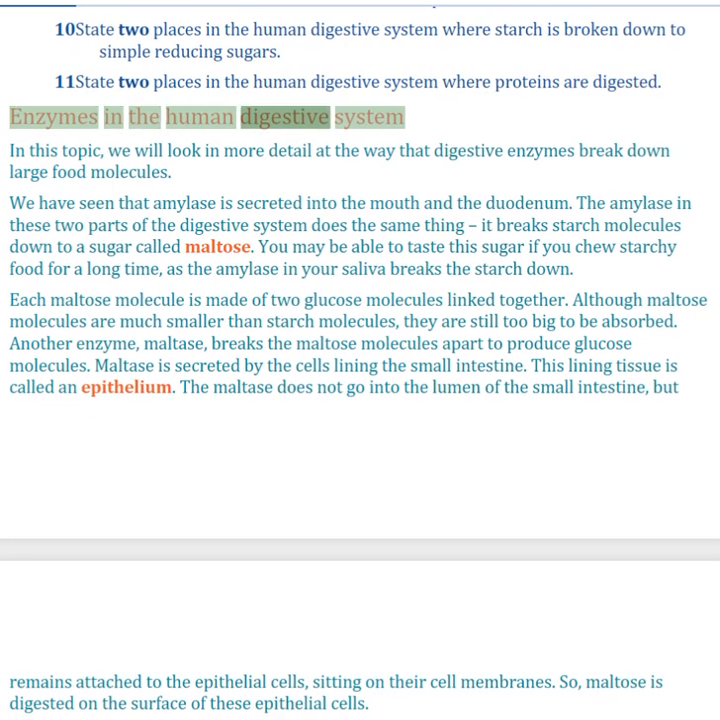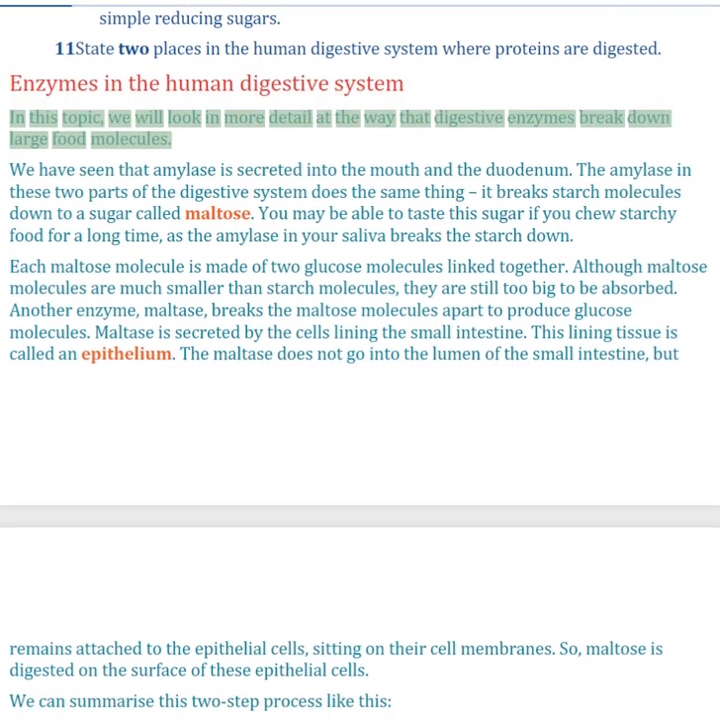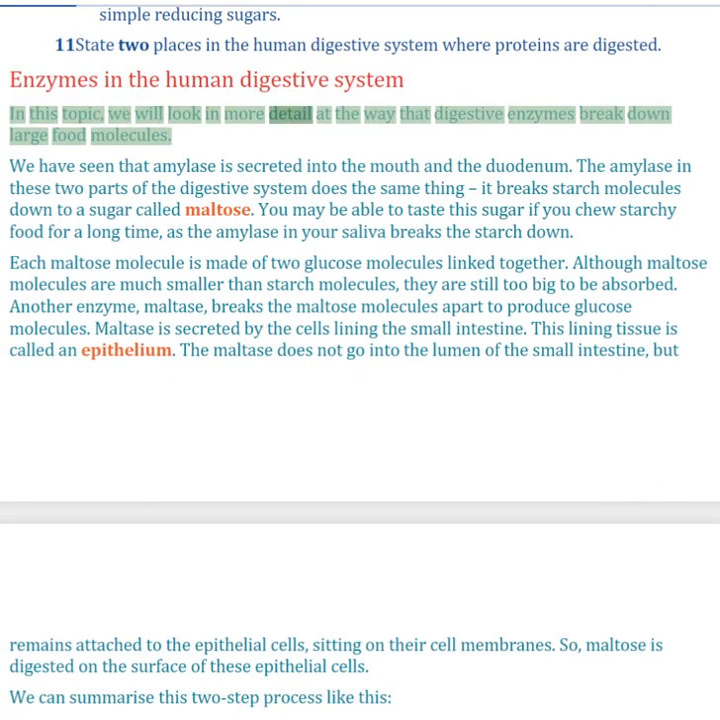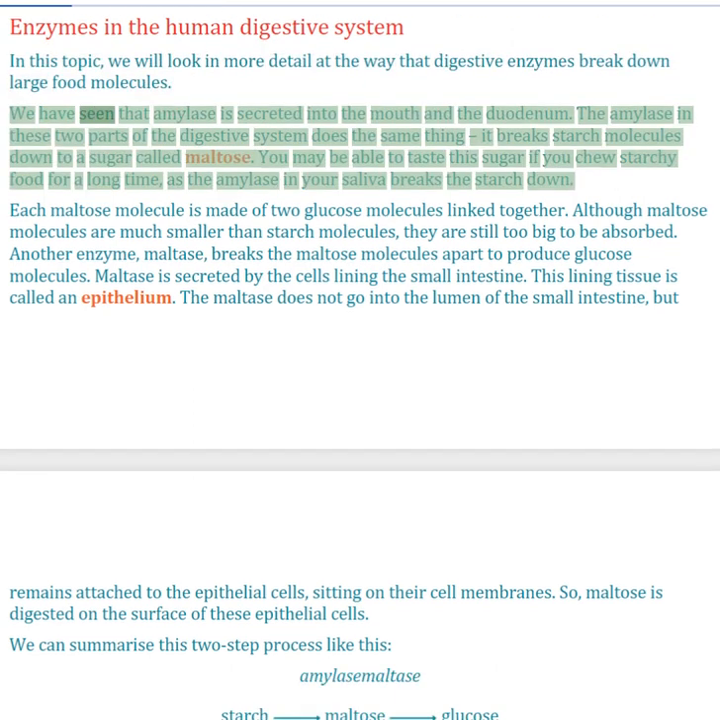Enzymes in the human digestive system. In this topic, we will look in more detail at the way that digestive enzymes break down large food molecules. We have seen that amylase is secreted into the mouth and the duodenum. The amylase in these 2 parts of the digestive system does the same thing. It breaks starch molecules down to a sugar called maltose.